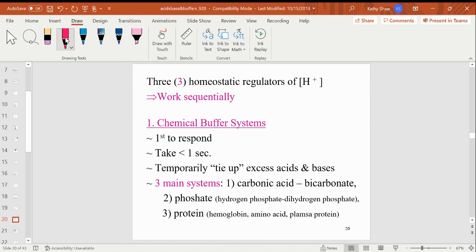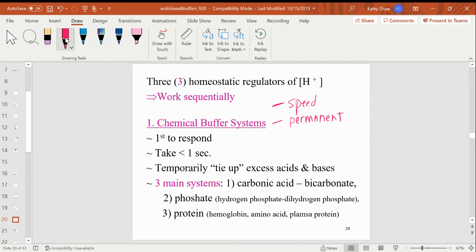So we're going to talk about three homeostatic regulators of pH. We're going to talk about them in the context of two things. One, how fast they are. The other, how permanent they are.